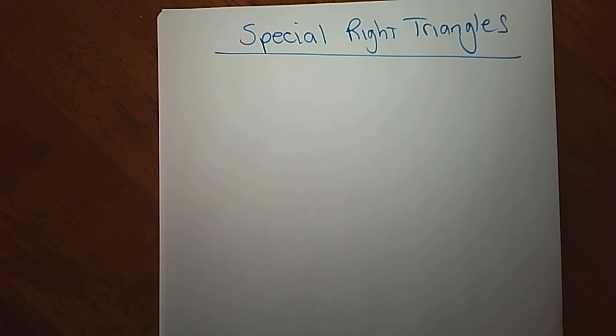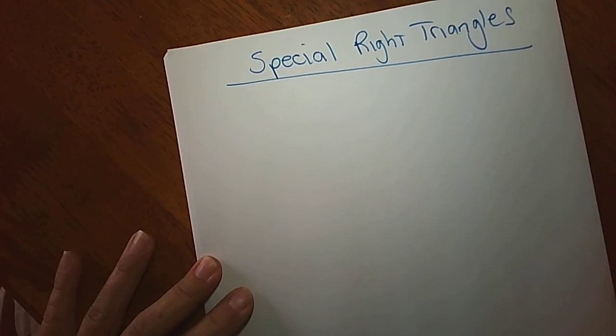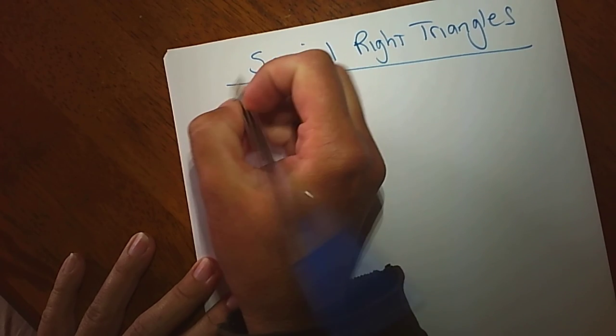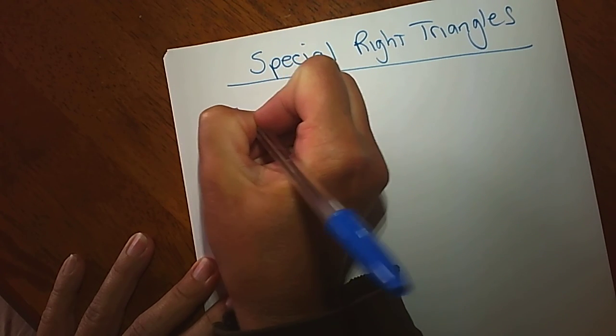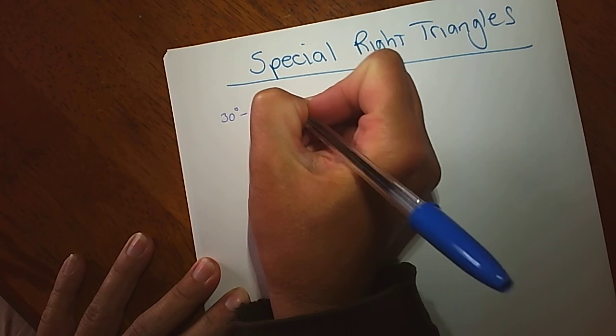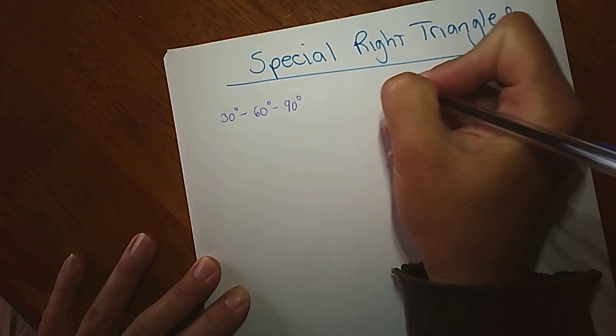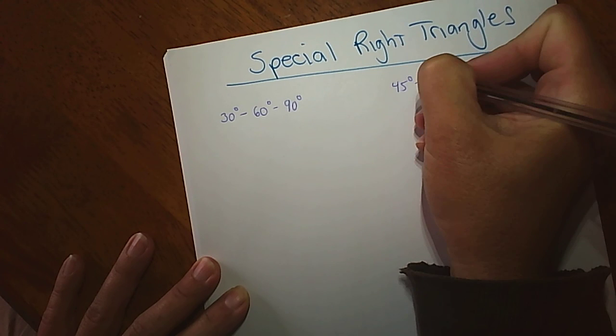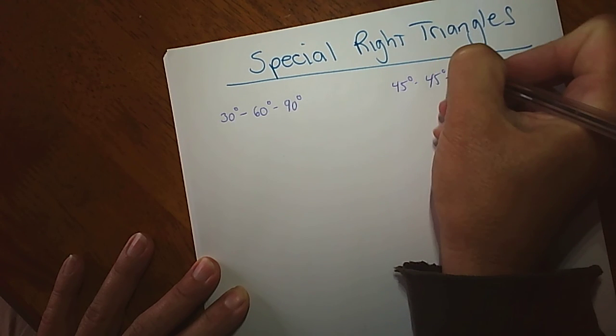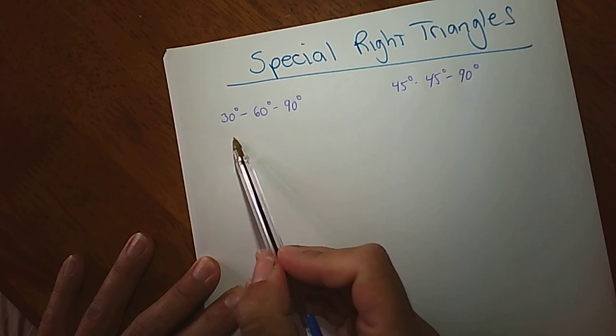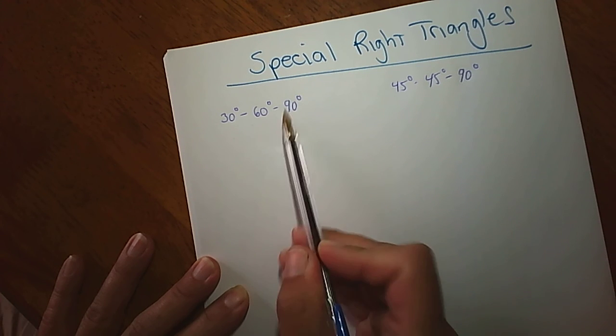Today we're going to be talking about special right triangles and how they apply to trigonometry. Back in geometry, you should have learned about two different types of special triangles. There is what we call the 30, 60, 90 right triangle and the 45, 45, 90 right triangle. So let's start off with this guy, the 30, 60, 90.